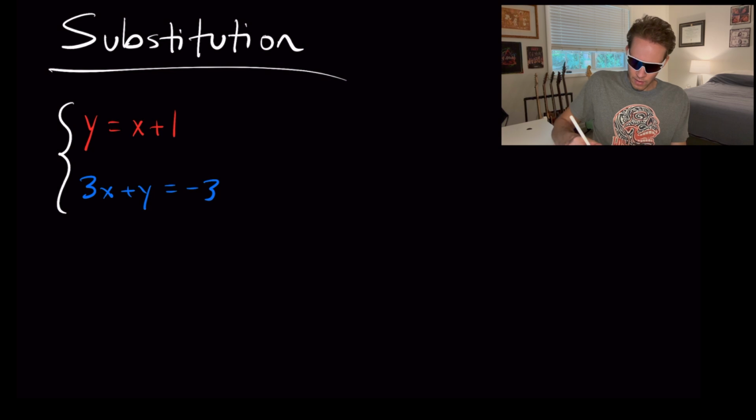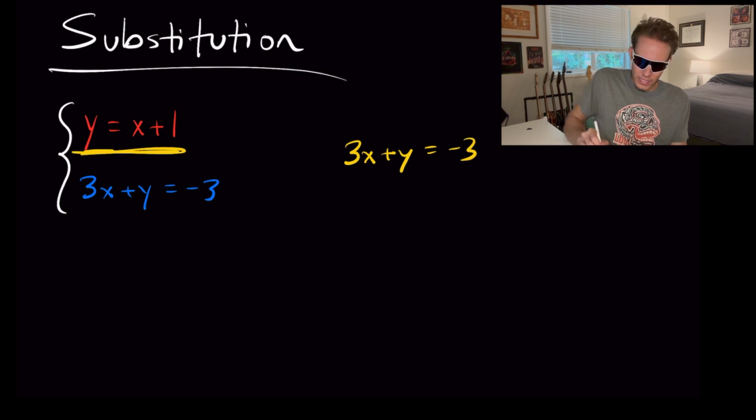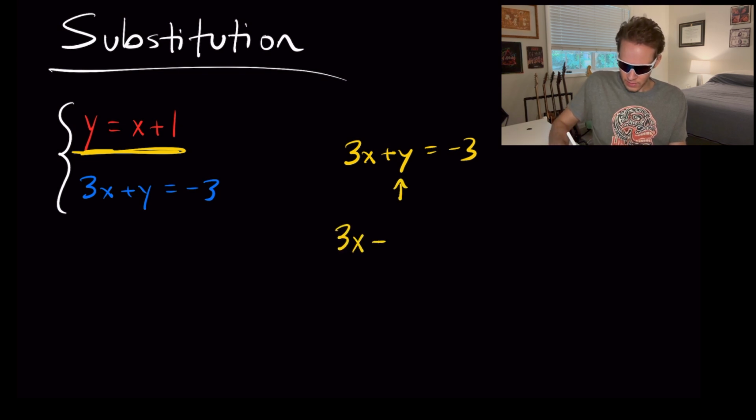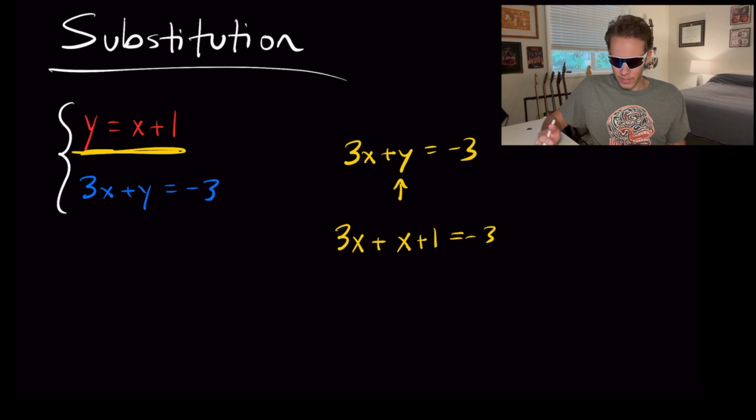So I have 3x plus y equals negative 3. And I just said y is equal to x plus 1. So I'm going to replace that y, giving 3x plus x plus 1 equals negative 3. Now I have an equation here with one variable. I just need to combine my like terms. I can solve for x, and then we'll go from there.